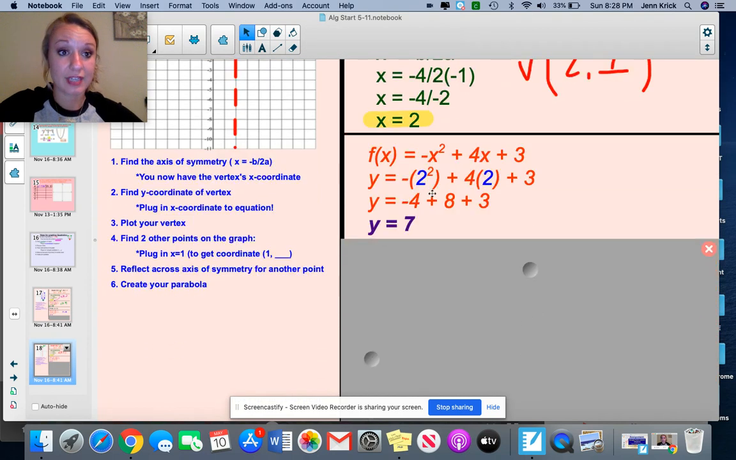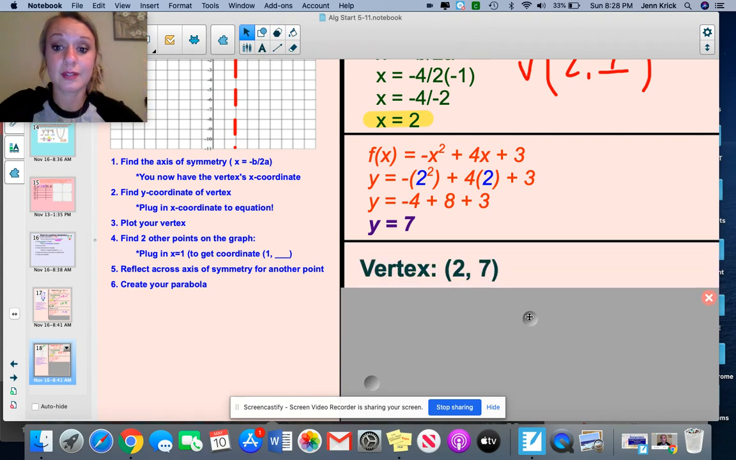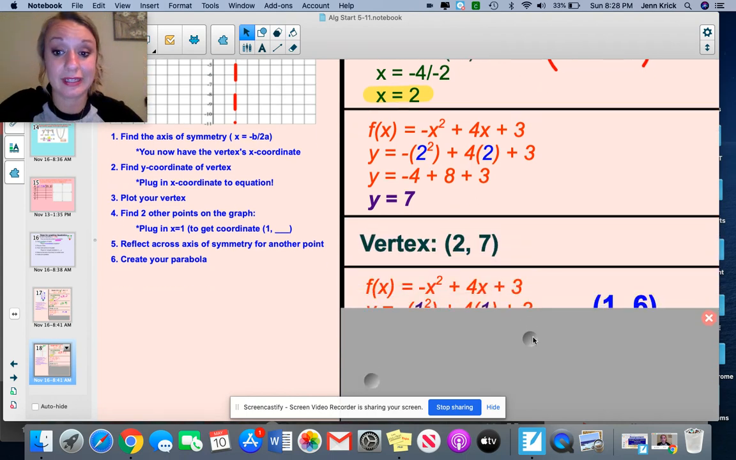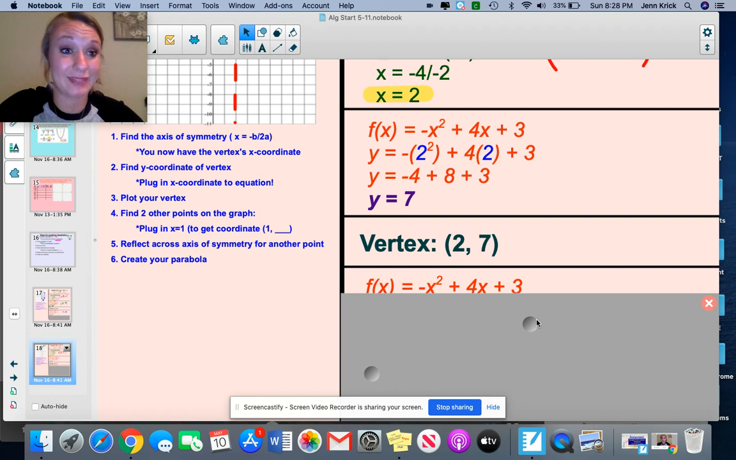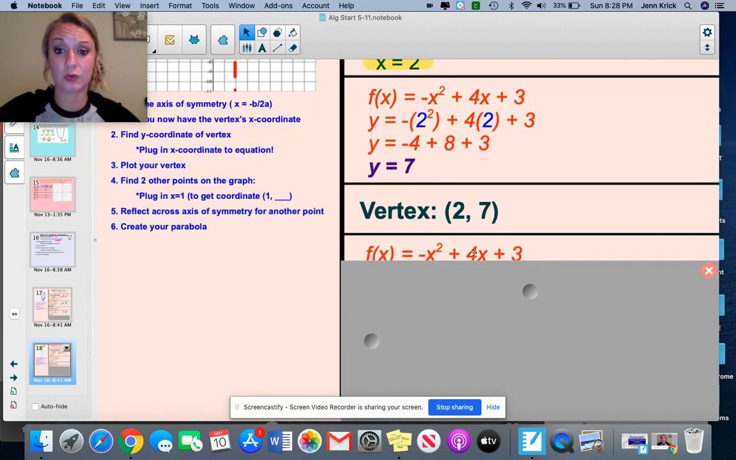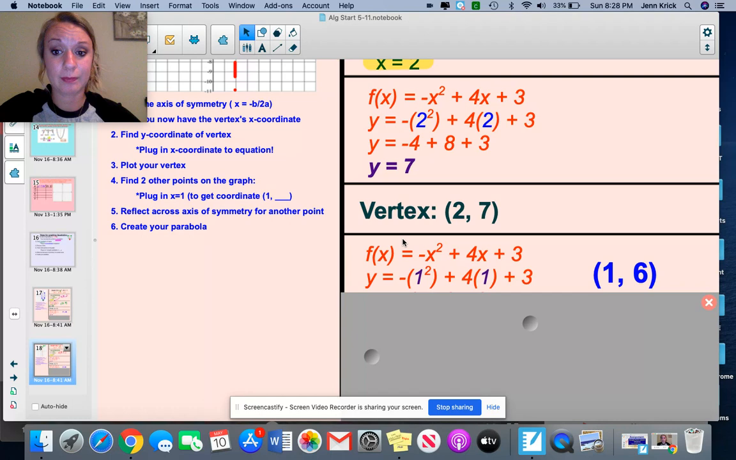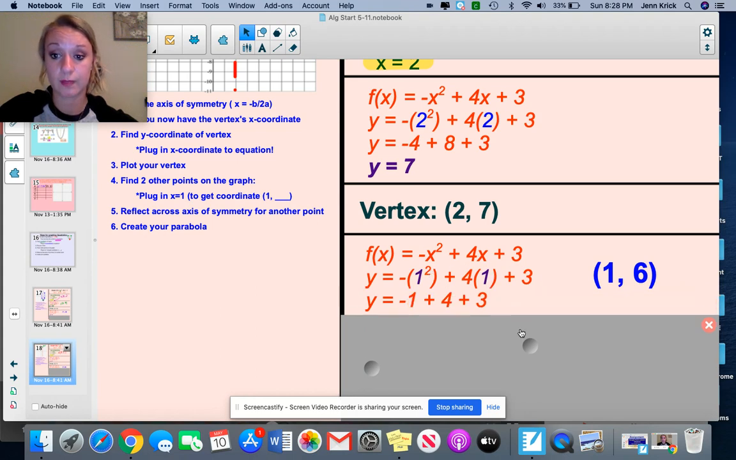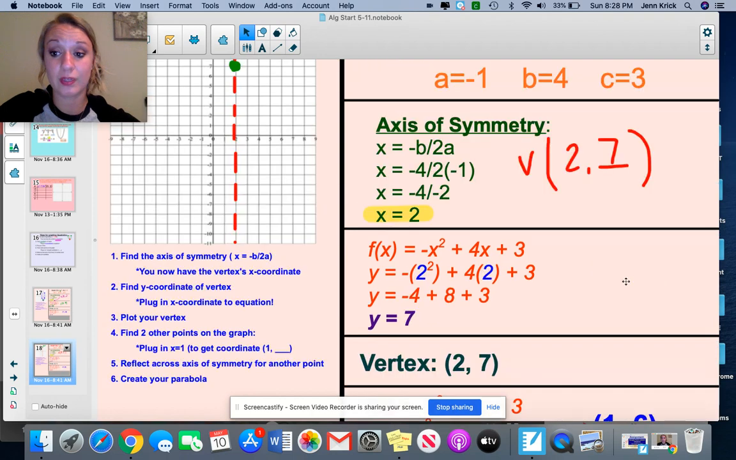We've got our vertex. We now need to go find one point, and then we can reflect it over. So I personally kind of like to stick with x equals 1. That's really easy for me. I like to plug that in. So start by rewriting your equation and plug in, when you see an x, take that out, plug in a 1. Careful though, don't lose this negative. So negative 1 squared plus 4 times 1 plus 3. This will become a -1 plus 4 plus 3. -1 plus 4 is 3 plus 3 is 6. So my point is at 1, 6.